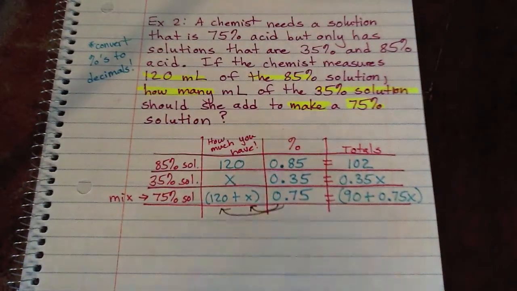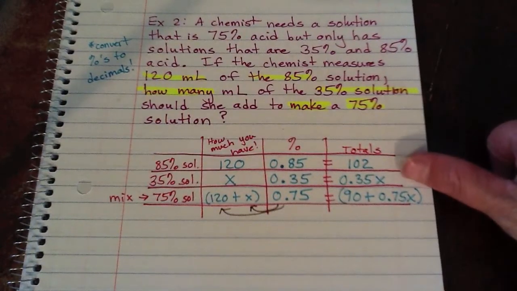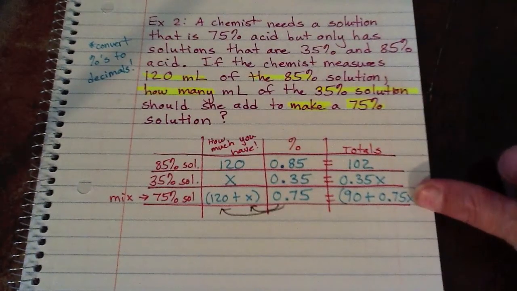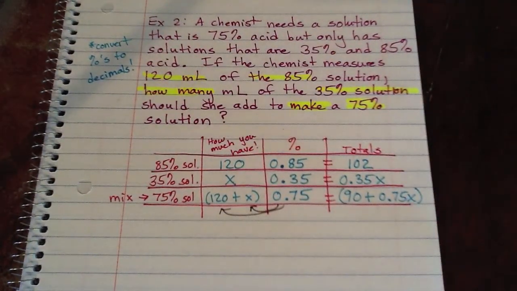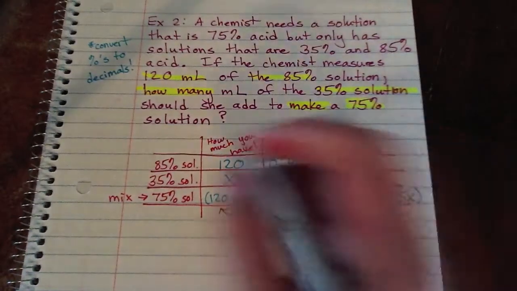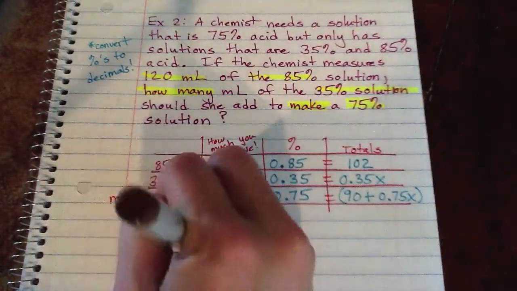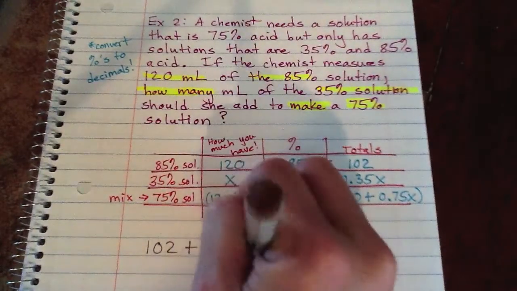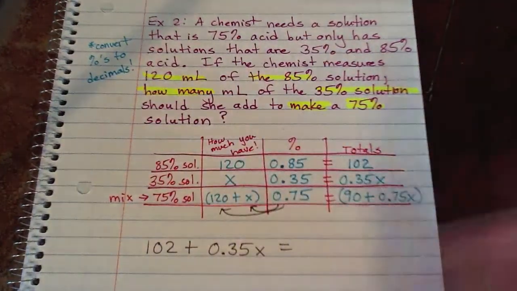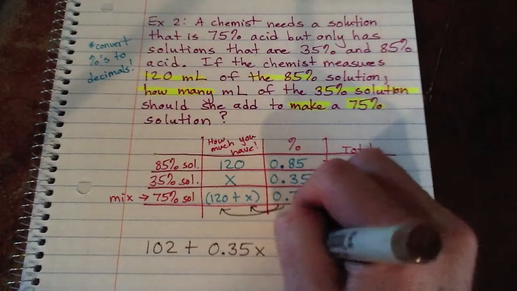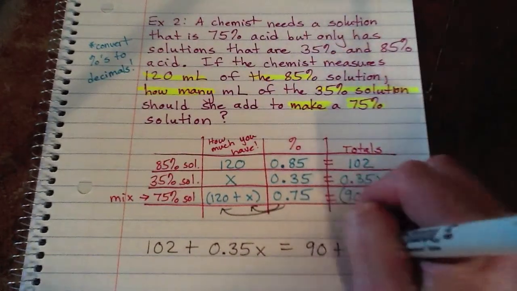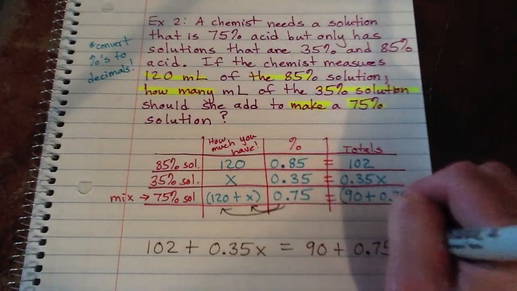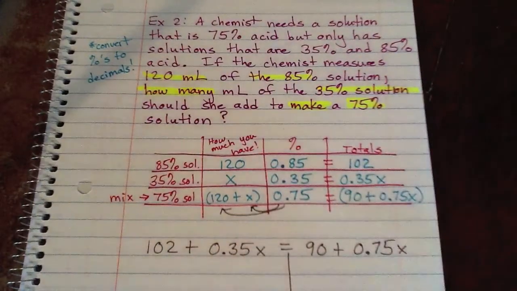Okay, now remember, this total plus this total equals the mixture's total. And you're just going to set it up exactly like that. So I have 102 plus 0.35x equals, and now I can drop my parentheses, 90 plus 0.75x. And I'm going to go ahead and solve.